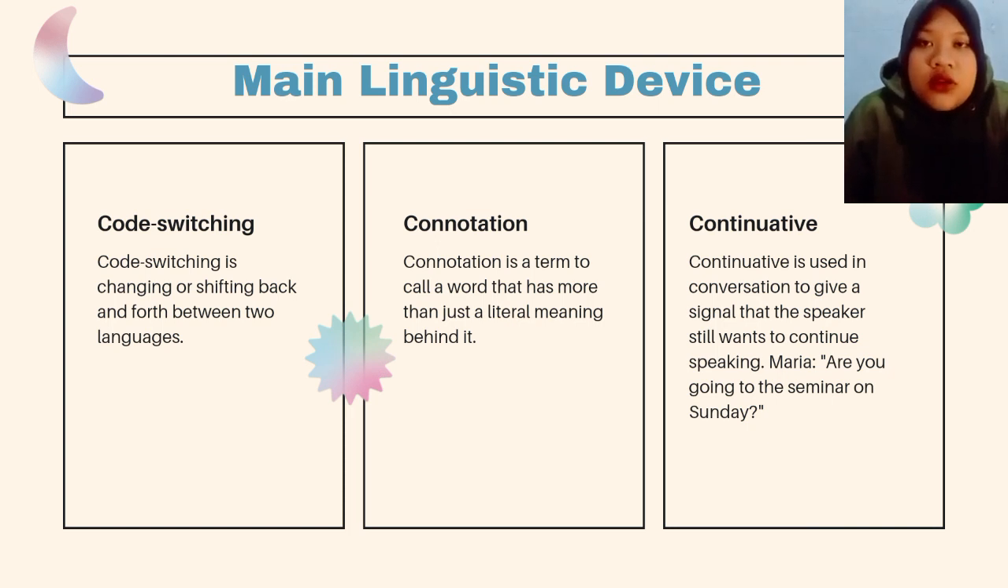Nine, continuative. Continuative is used in conversation to give a signal that the speaker still wants to continue speaking. Example: Maria, are you going to the seminar on Sunday?